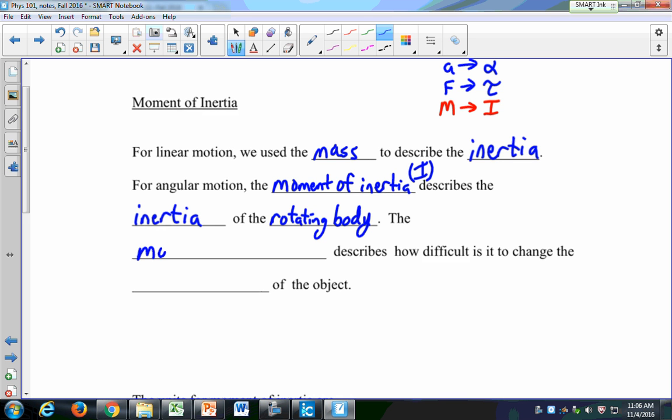So the moment of inertia describes how difficult it is to change the rotational motion of the object. This is very similar to what we had for inertia, except now instead of talking about things moving in a straight line or in space, we're talking about things rotating around. But the same argument and all the same stuff applies: if I have a big moment of inertia, it's hard to set something into motion. If I have a small moment of inertia, it's easier to set it into motion.